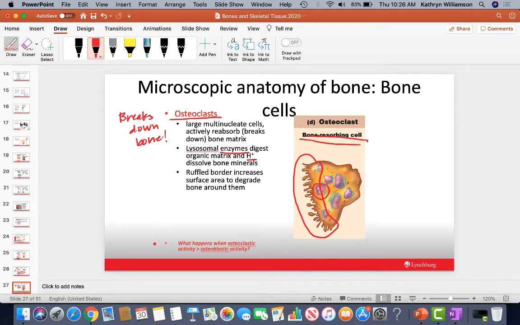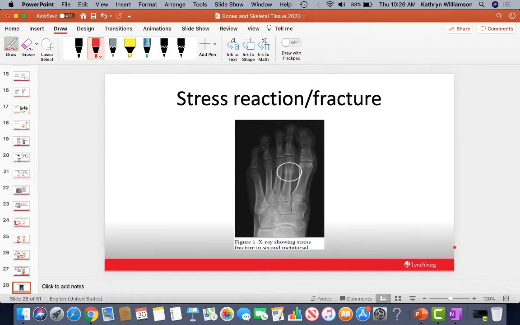And so I asked the question here, what happens in our body when osteoclastic activity is greater than osteoblastic activity? What happens if we break down bone at a greater rate than our rate of building up bone? What happens there? What happens is stress fractures or stress reactions. And you may be familiar with this, or maybe even had one.